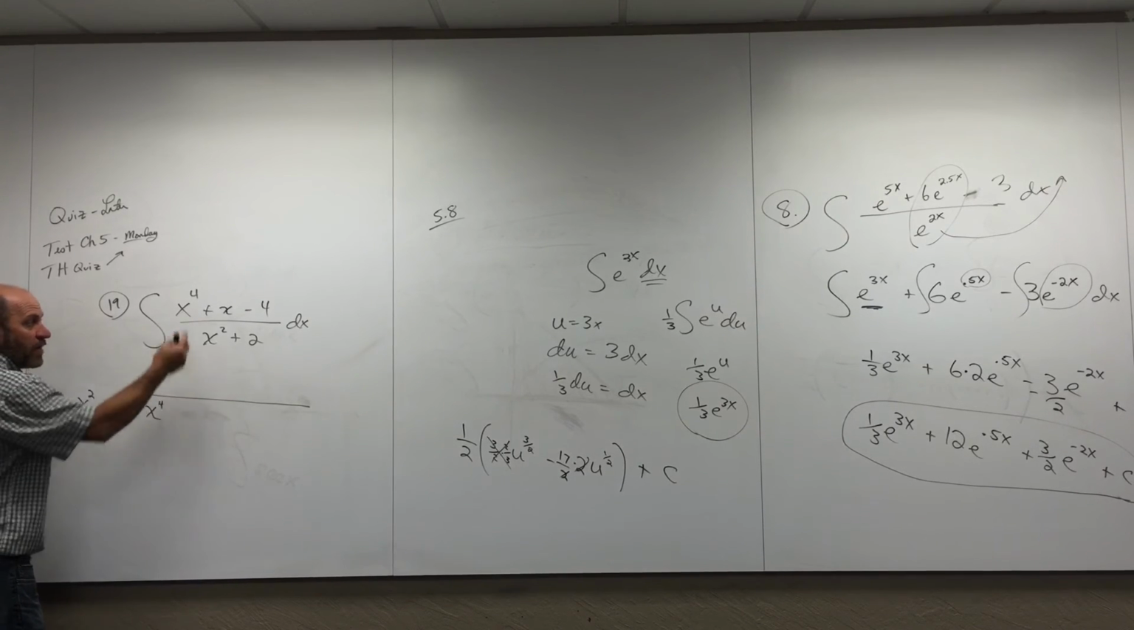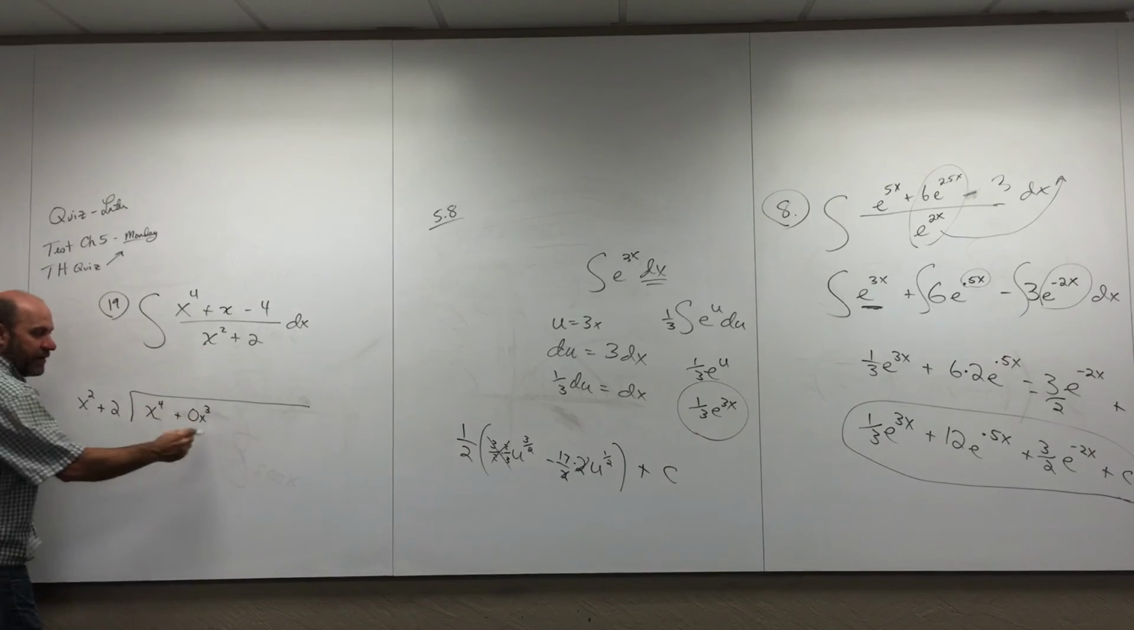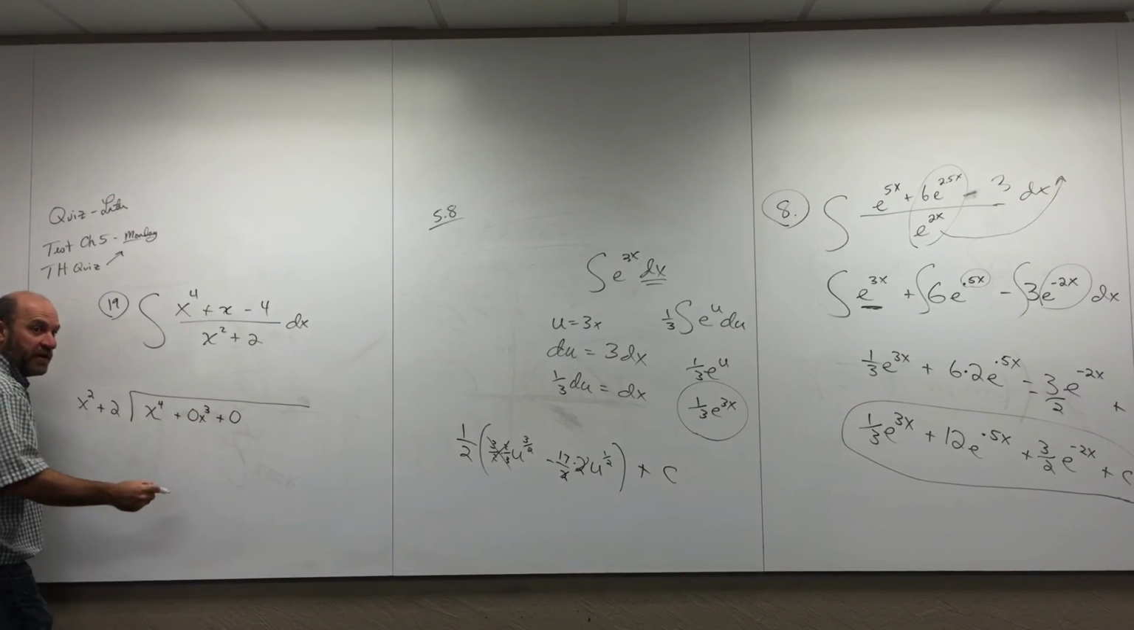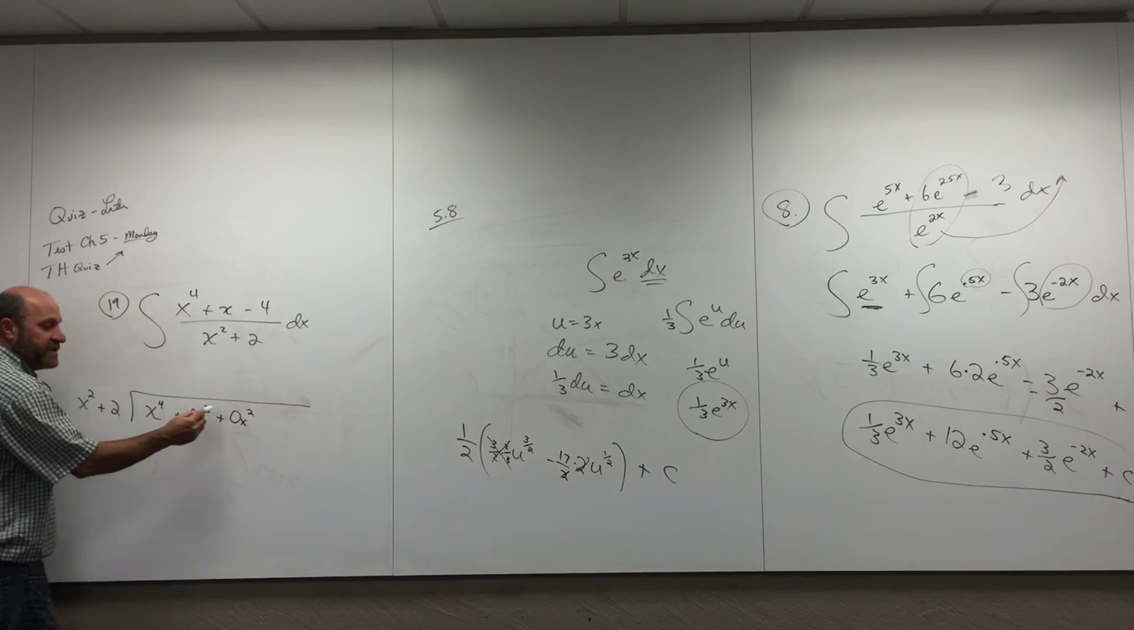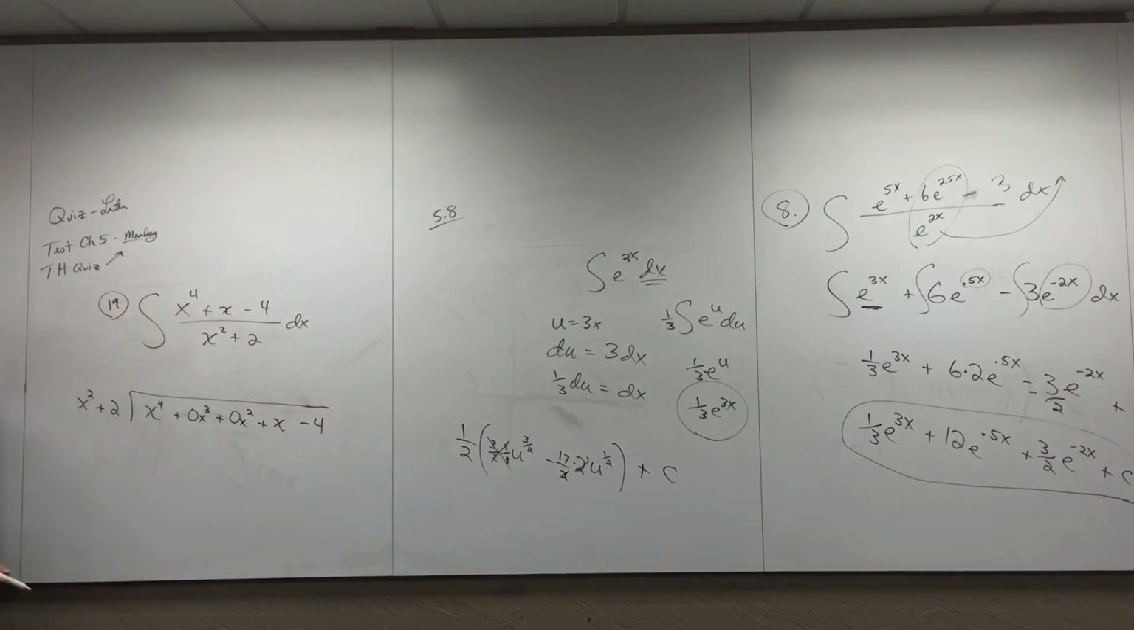This is x to the 4th. There is no x cubed, but it might help for me to write that. Maybe that's kindergartenish. But I'm writing these placeholders here because it kind of helps line things up. You know what I mean? There's no x cubed, there's no x squared. I'm just putting them in there to help me line this up.